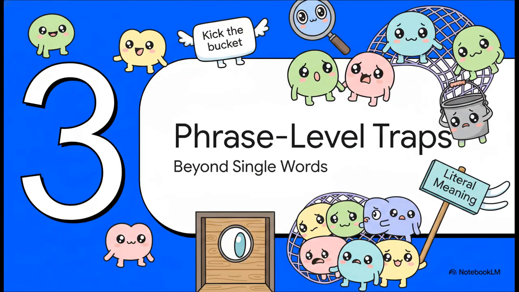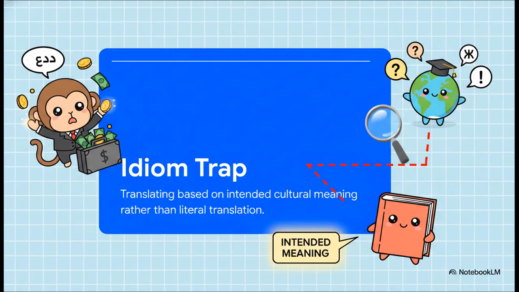Section 3, phrase-level translation traps. Beyond single words. Now, what's really interesting about this next concept is how it elevates everything we've talked about so far. We're zooming out from single words now to look at phrase-level traps. Because let's face it, the translation game changes completely when words start hanging out together. A word might mean one thing entirely on its own, but the second it joins a phrase, its literal meaning can fly right out the window.